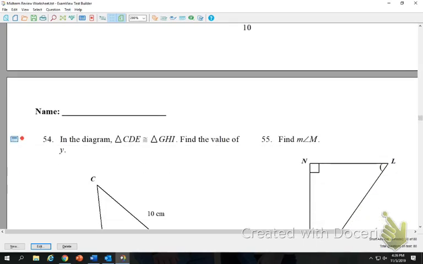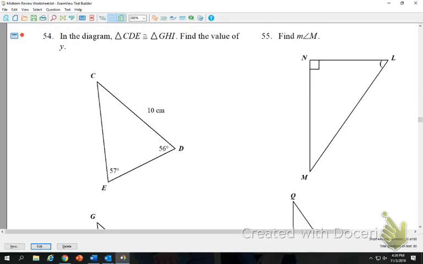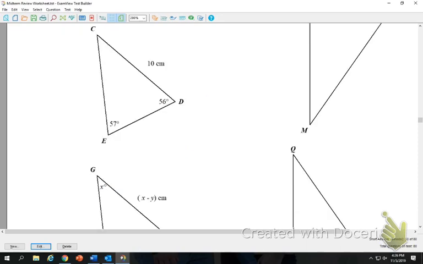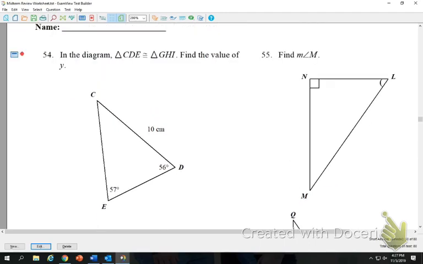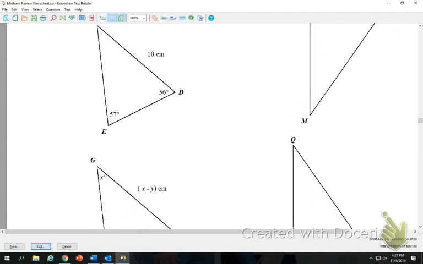54. There's no way I'm going to fit this on one page. It says find the value of Y. So these two triangles are congruent because they tell me they are. So if G is x degrees, so is this angle. Then I have 3 angles in a triangle, so I'm going to add up what I have. Subtract from 180, so x equals 67.